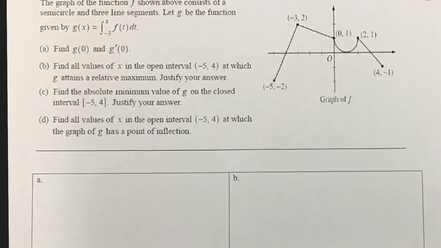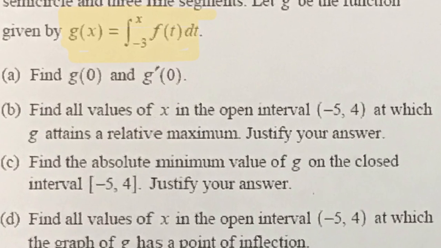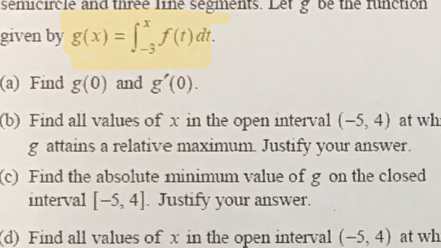Okay, today in class we're going to do this AP Calculus problem from the FRQ. It happened in 2004. We've been talking about this type of thing, right? This is an integral defined from a lower bound to a variable. Okay, so from -3 to x of f of t.